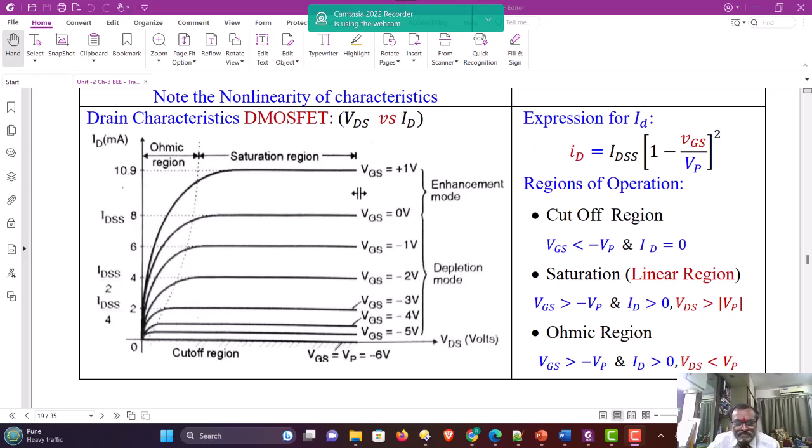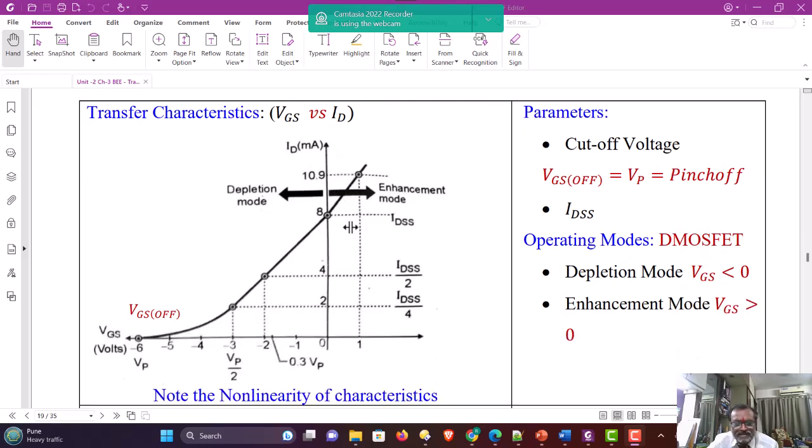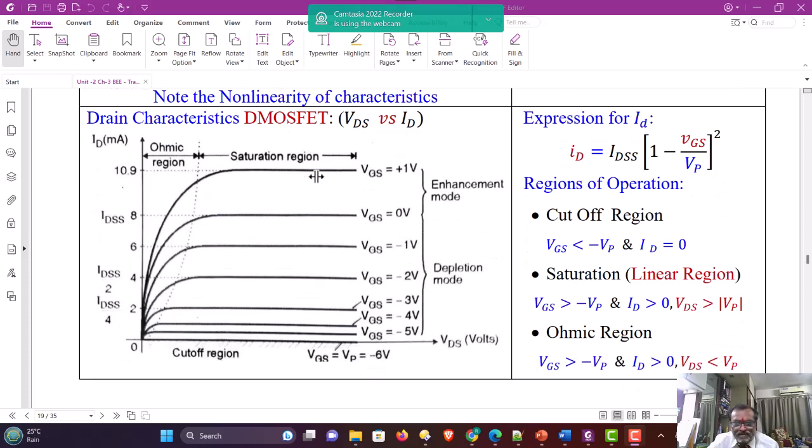So in the relationship above, we have seen the VGS versus ID characteristics. Those are given by the equation ID is equal to IDSS into (1 minus VGS by VP) square. This is a quadratic curve. Okay. The regions of operation we have just discussed. There are three regions of operation: cutoff region, ohmic region, and saturation or linear region.